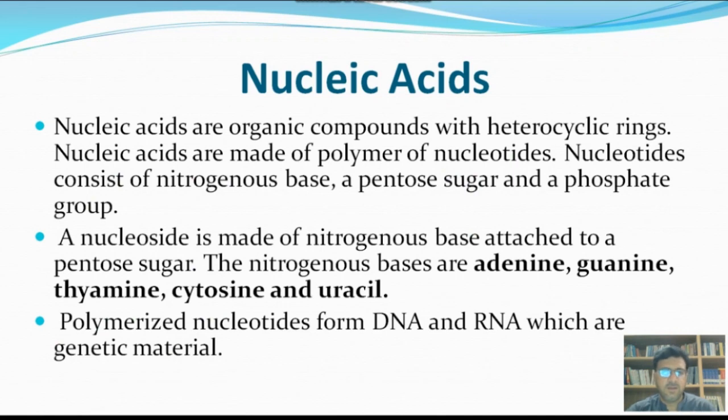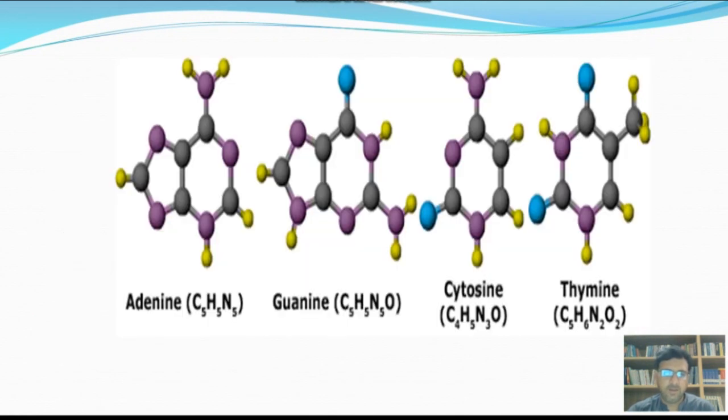Nucleic acids. Nucleic acids are organic compounds with heterocyclic rings. These are made up of nucleotides, which are made up of nitrogenous bases: adenine, guanine, thymine, cytosine, and uracil. Polymerized nucleotides form DNA and RNA, which are genetic materials. Adenine, guanine, cytosine, and thymine.